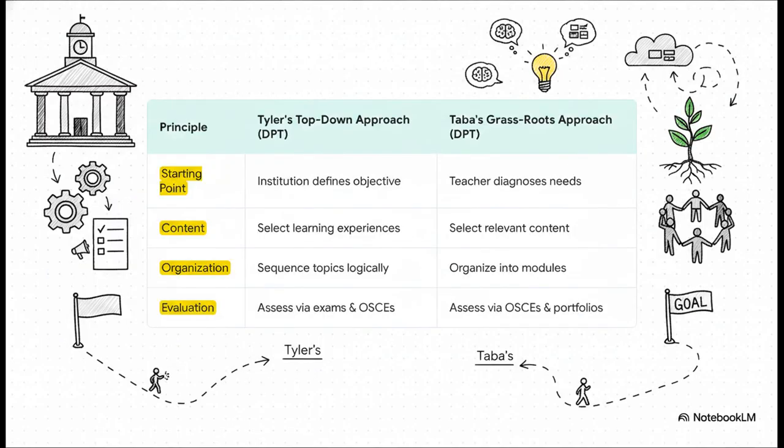This table does a fantastic job of breaking down their philosophies in a DPT context. Just look at the starting point. Tyler's approach is driven by the institution saying, here's our objective. Taba's is driven by the teacher on the ground saying, here's what my students need. They might both end up with a great stroke rehab module, but the power and the autonomy that Taba gives to the educator is just fundamentally different.